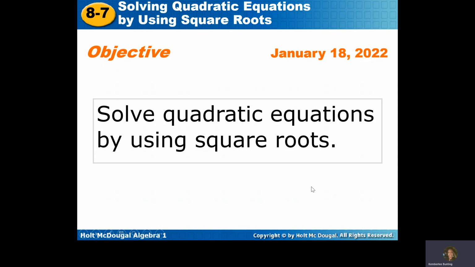All right, guys. Today's date is January 18th, and you are about to learn how to solve quadratic equations by using square roots. This should already be committed to your notes. Anybody still writing? All right.